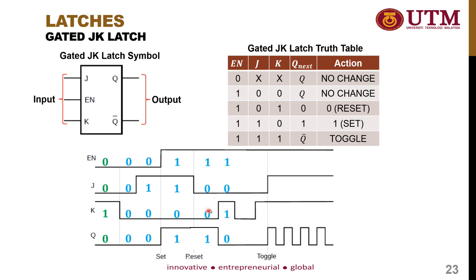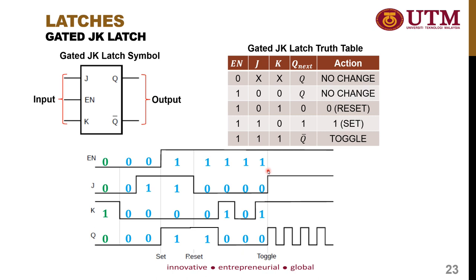And we move to the next segment. When enable is equal to 1, J is equal to 0 and K is equal to 1. So it means that the latch is in reset mode. In reset mode, the Q will become 0. And then enable is equal to 1, J and K both equal to 0. So it is in data saving mode, so the output will not change.